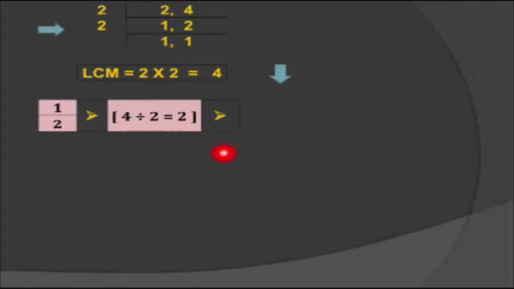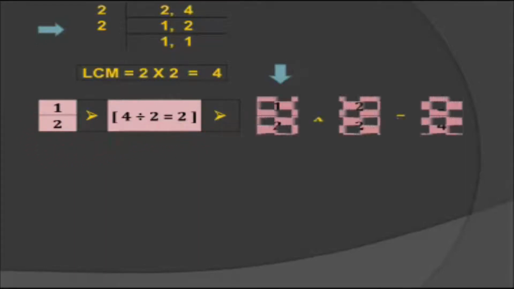Now we need to convert the denominators into the LCM. For that we will divide the LCM by the denominators. Here the denominator is 2, so we are dividing 4 by 2, right? 4 divided by 2 is equal to 2. Now we will multiply 1 by 2 by 2 upon 2. So here we are getting 2 ones are 2 and 2 twos are 4, so 2 by 4.